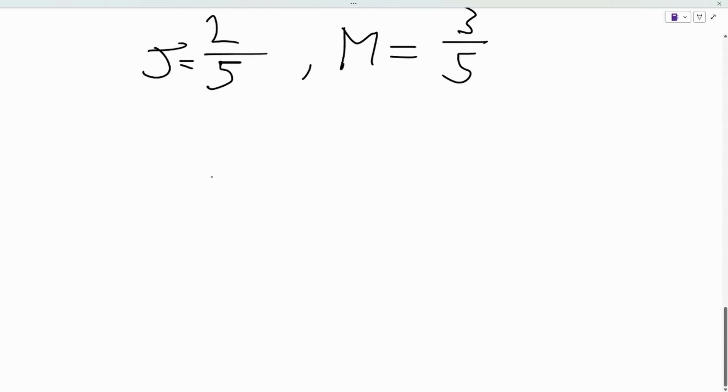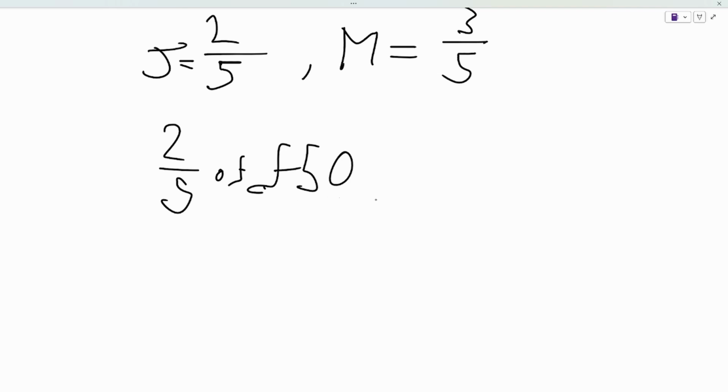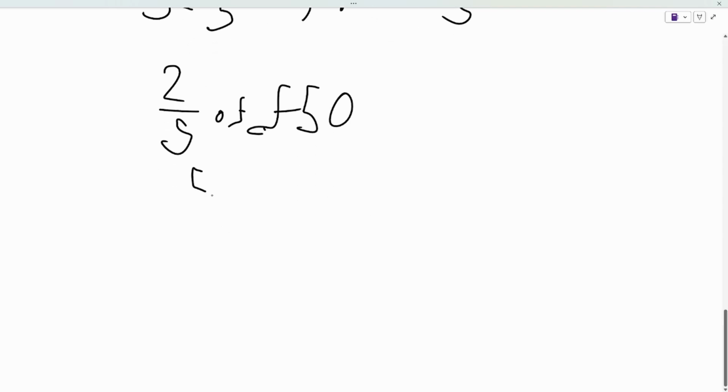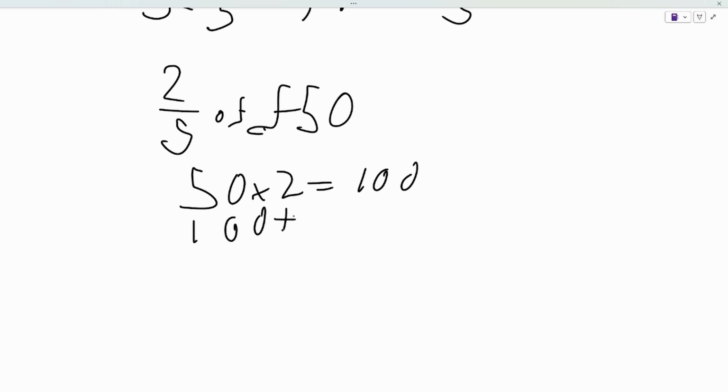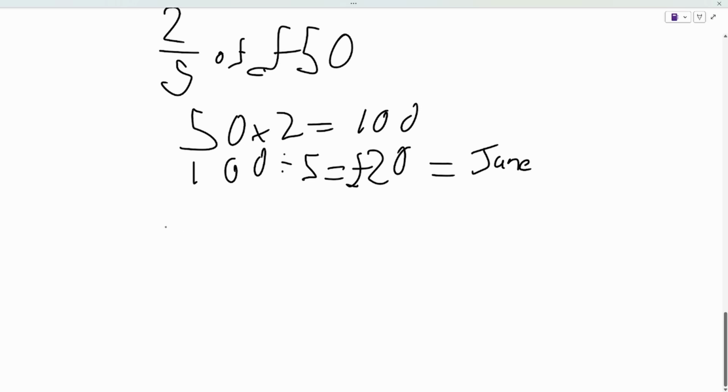So now all we need to do is find 2/5 of £50. To do that, 50 times 2 is 100. 100, oh, that should be a divide. 100 divided by 5 is 20. So Jane will get £20. We do the same for Mia.